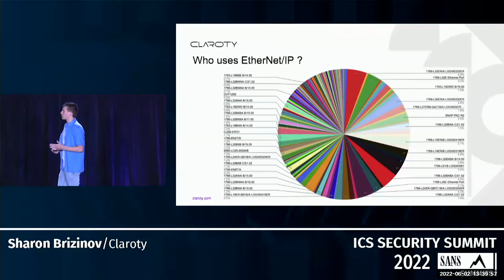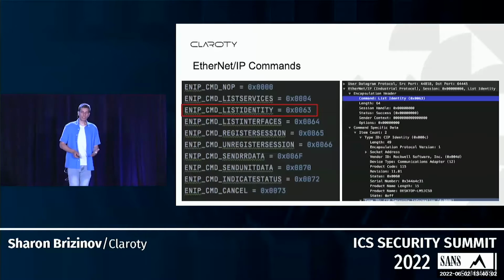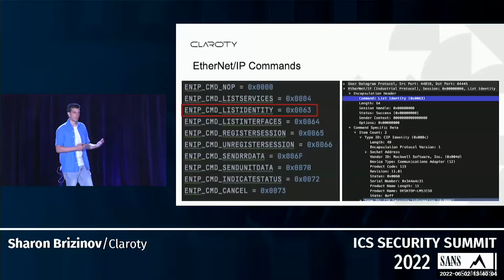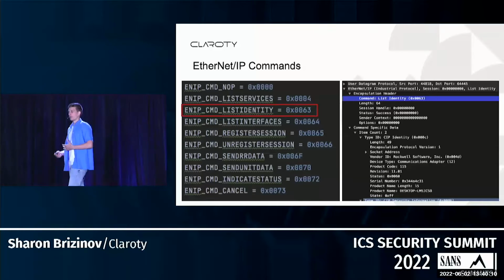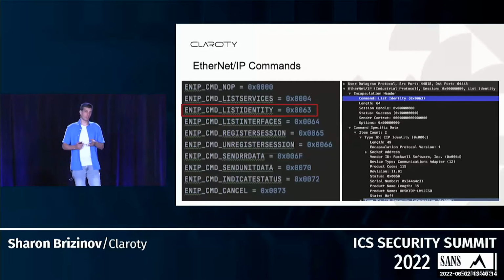Now, what information is being returned from Ethernet IP? One of the functions is list identity. So list identity is one of the built-in functions in Ethernet IP, and it returns information about the device. For example, the firmware number, the module, serial sometimes.